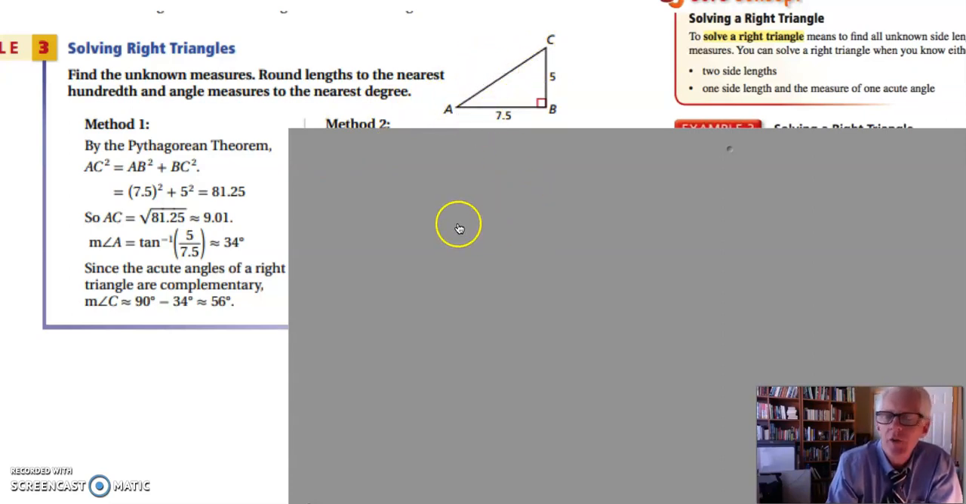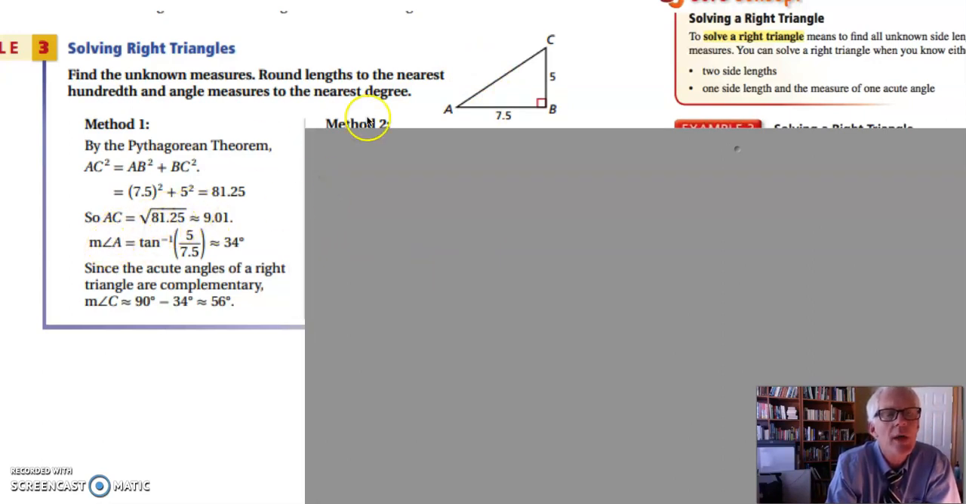Once we know all three sides, we use our inverse trigonometric ratio. Let's find angle A. We know the opposite side, we know the adjacent side. Opposite over adjacent is tangent. So our calculator will go inverse tangent of that ratio. We use our calculator and we'll get 34. If that's 34, then we know this one is 56, and we have solved our right triangle. We found both angles and the missing side.